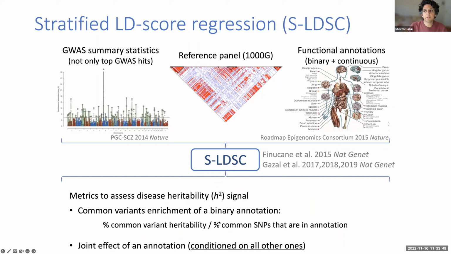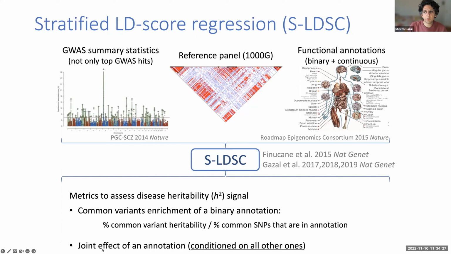And so in this talk, I'm going to focus mostly on two metrics. The main one is the heritability enrichment of this binary constrained annotation. Basically, the enrichment is the fraction of heritability that the SNPs in the annotation explain, divided by the fraction of common SNPs that are in the annotation. So for example, let's say that a constrained annotation contains 1% of the common SNPs in Europeans. And if this annotation explains 10% of the variance of the trait, then it will have an enrichment of 10.